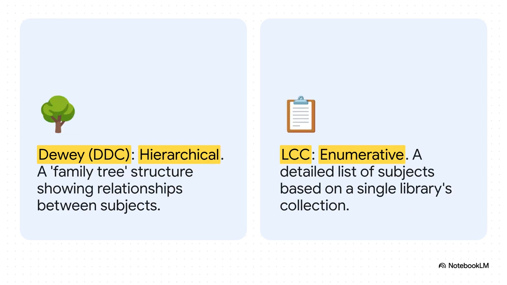But the differences go way deeper than just symbols. Dewey is fundamentally hierarchical. It's built like a family tree of knowledge, where every subject has a logical parent. You know, the 500s are science, so 520 is astronomy, and 523 is specific celestial bodies, and so on. The LCC is more enumerative. It's less worried about showing the theoretical relationship between all knowledge and more focused on just creating a super detailed list of every subject it holds. It's less of a map and more of a practical index for finding books.